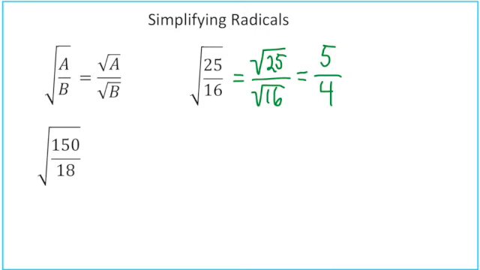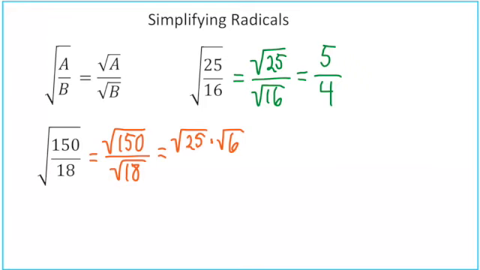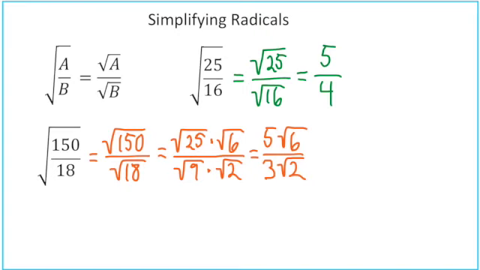So our first step is to go ahead and separate them into two separate radicals, radical 150 over radical 18. Now we just have to simplify these radicals. So radical 150 can be radical 25 times radical 6, and 18 becomes radical 9 times radical 2. We can simplify the perfect squares, and we're left with 5 radical 6 over 3 radical 2.